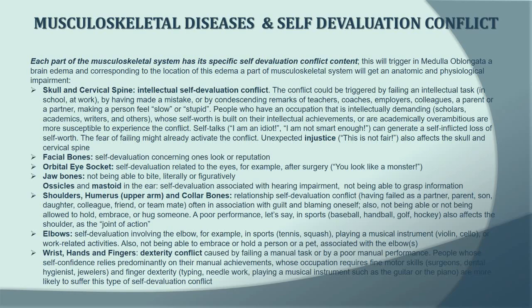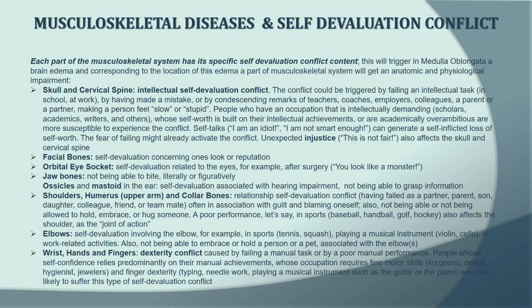Problems with your facial bones can stem from a self-devaluation conflict that concerns your look or your reputation. Problems with your orbital eye sockets stem from a self-devaluation conflict related to your eyes, for example after surgery where somebody tells you you look like a monster. Problems with your jaw bones come from not being able to bite, literally or figuratively. Ossicles and the mastoid in the ear, problems here come from a self-devaluation conflict associated with hearing impairments, so not being able to grasp information.